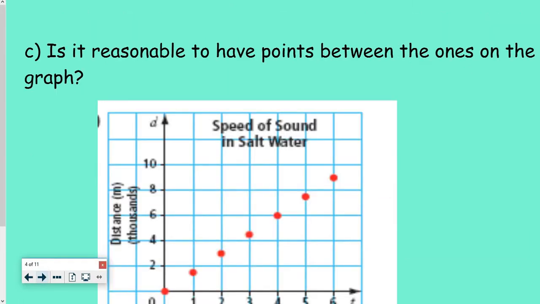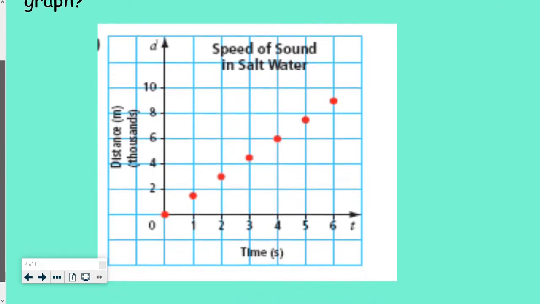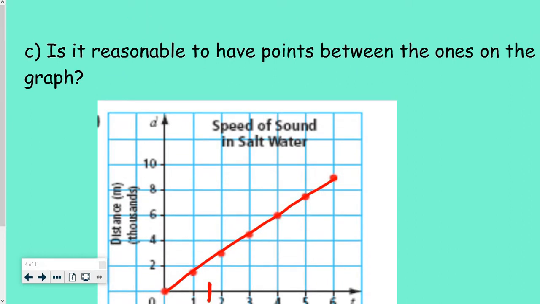So is it reasonable to have points in between? The speed of sound in water is a linear relationship here. As you can see, it keeps going. Is it reasonable to have a point in between here? It is, because you can have half of a second. So if you can have half of a second, is it reasonable to have points between the ones in the graph? Yes, absolutely.